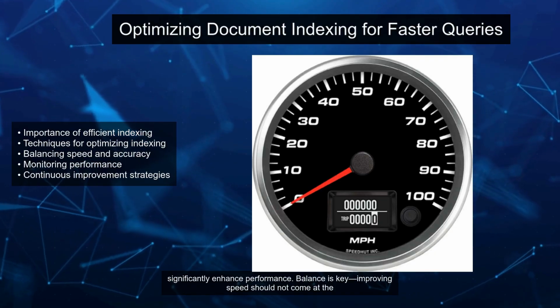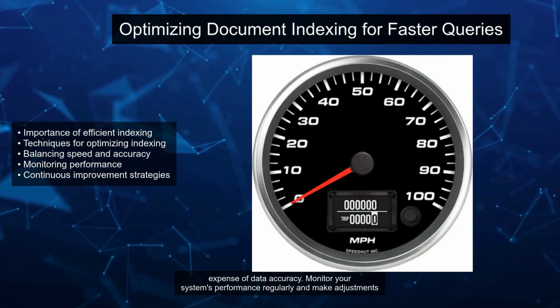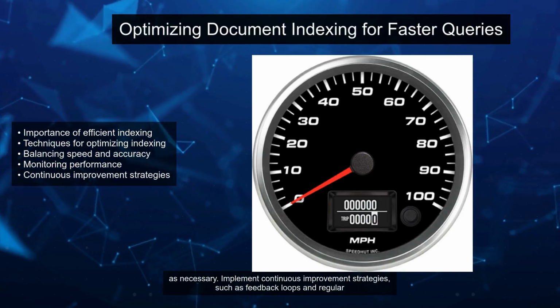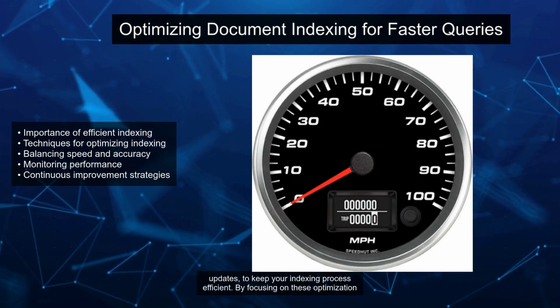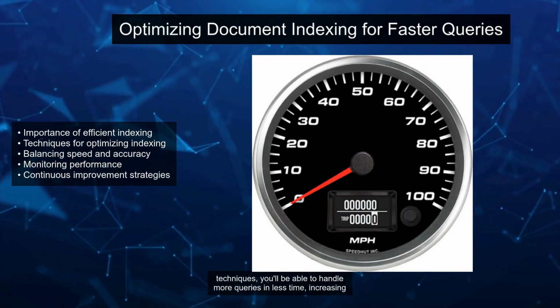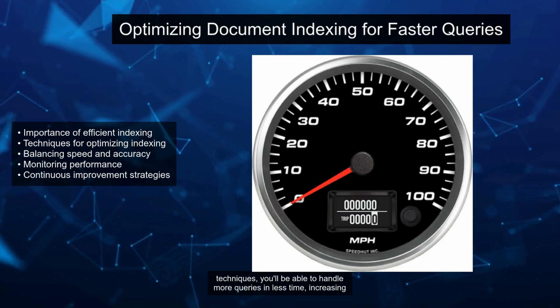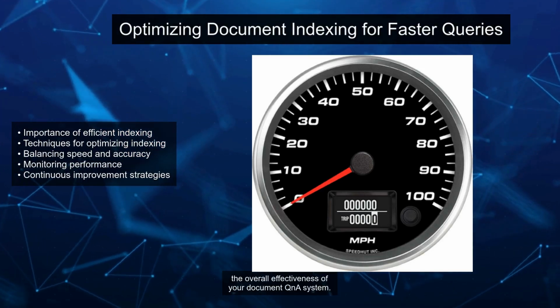Balance is key. Improving speed should not come at the expense of data accuracy. Monitor your system's performance regularly and make adjustments as necessary. Implement continuous improvement strategies, such as feedback loops and regular updates, to keep your indexing process efficient. By focusing on these optimization techniques, you'll be able to handle more queries in less time, increasing the overall effectiveness of your document QnA system.